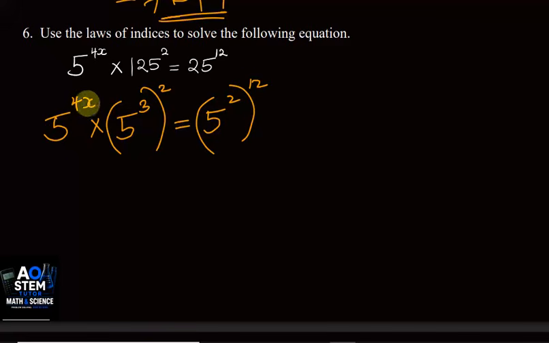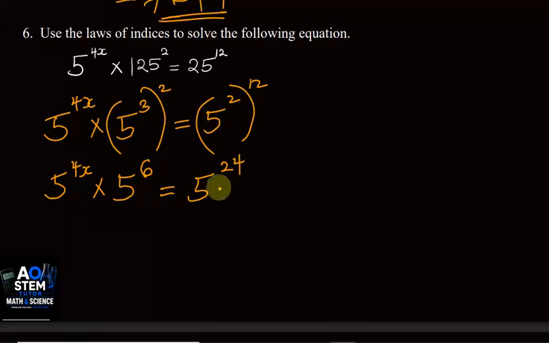You can see now the bases are the same. Let's open the brackets for the powers. 5^4x times 5^(3 times 2 is 6), then is equal to 5^(2 times 12 is 24). You can see the bases are the same. So we deal with the powers. Using laws of indices, it will be 4x, the multiplication signs will become addition, then 6 equals the 24.